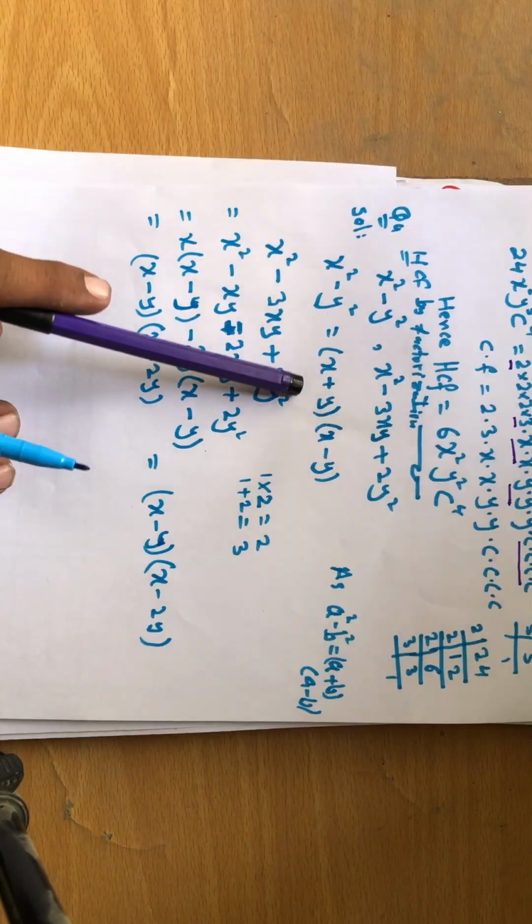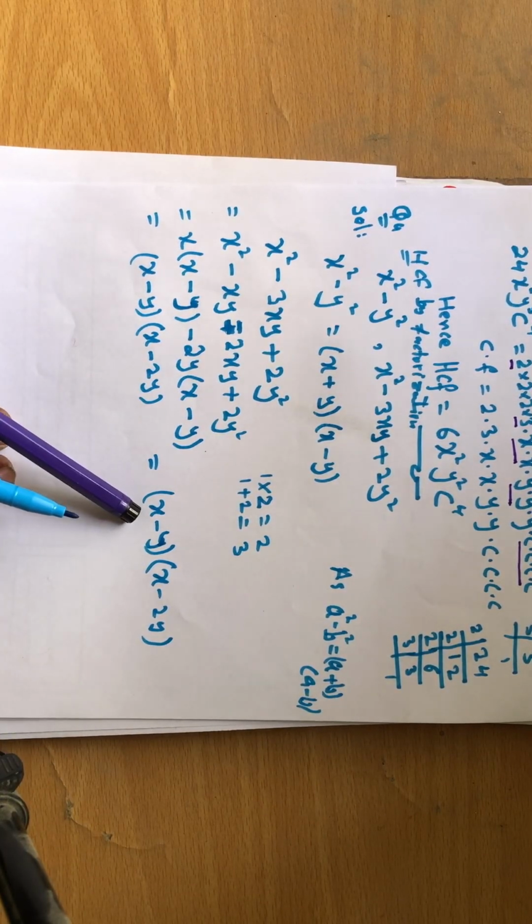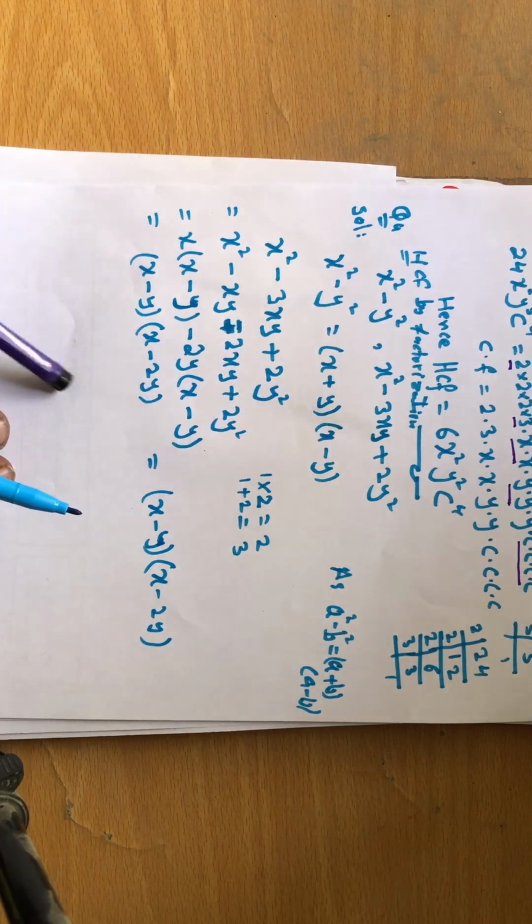Now we'll be looking at this expression and the upper expression, that is x plus y, x minus y, and here x minus y, x minus 2y. See which one is common.